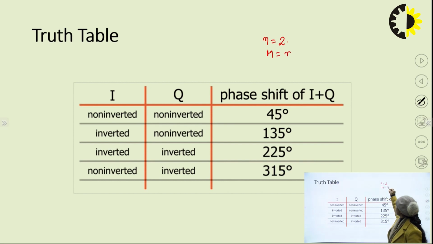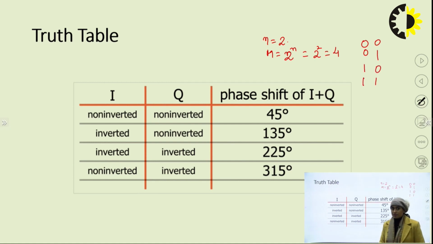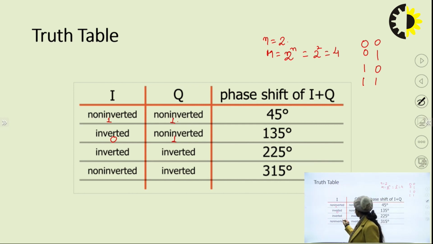So what we obtain here is 4 levels of phase shifts, 4 kinds of phase shifts, each phase shift corresponding to a dibit. And these are my possible dibits. Let's suppose if I talk about the modulator, what do I give as input to my I channel and what do I give as input to my Q channel? Non-inverted, 1, inverted.